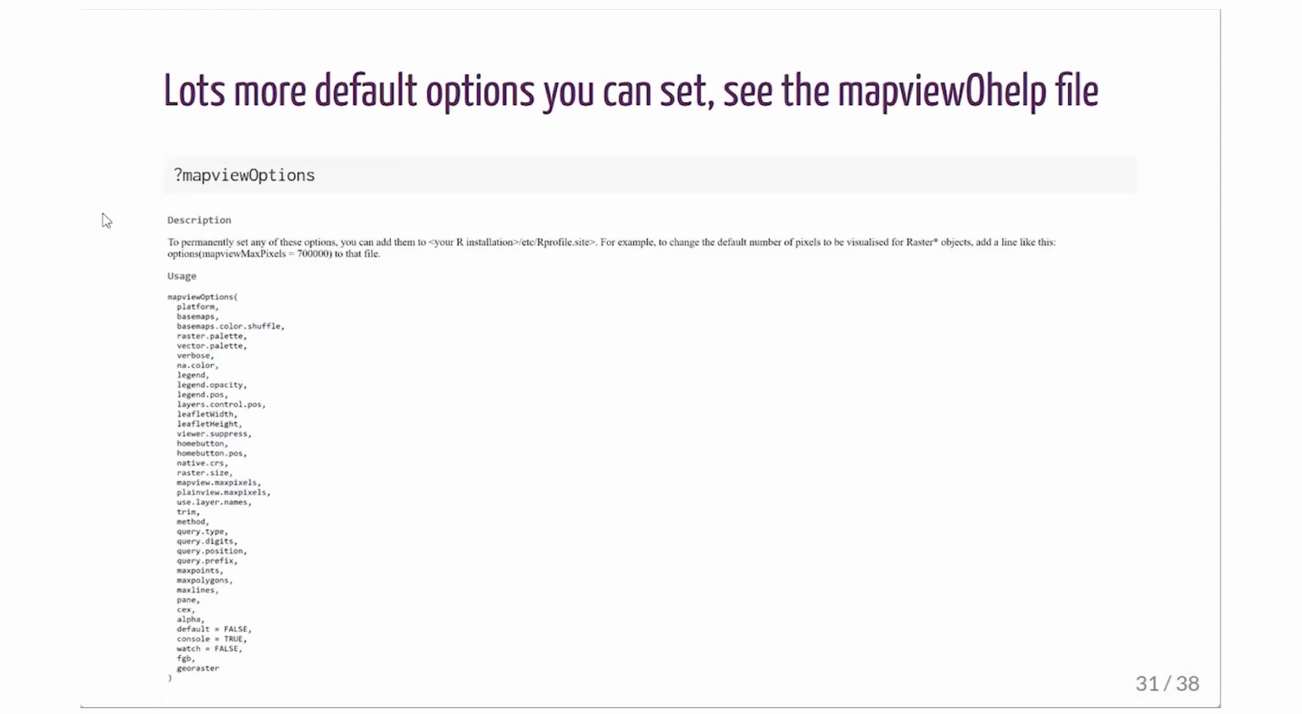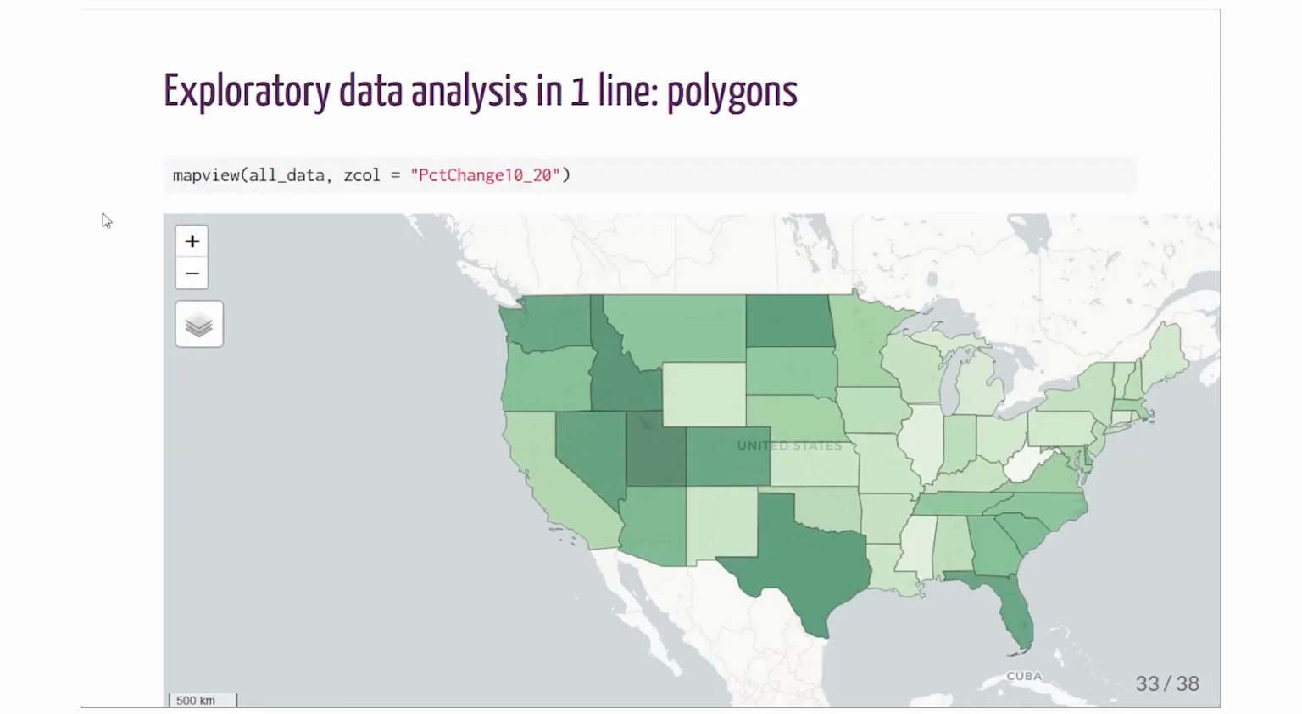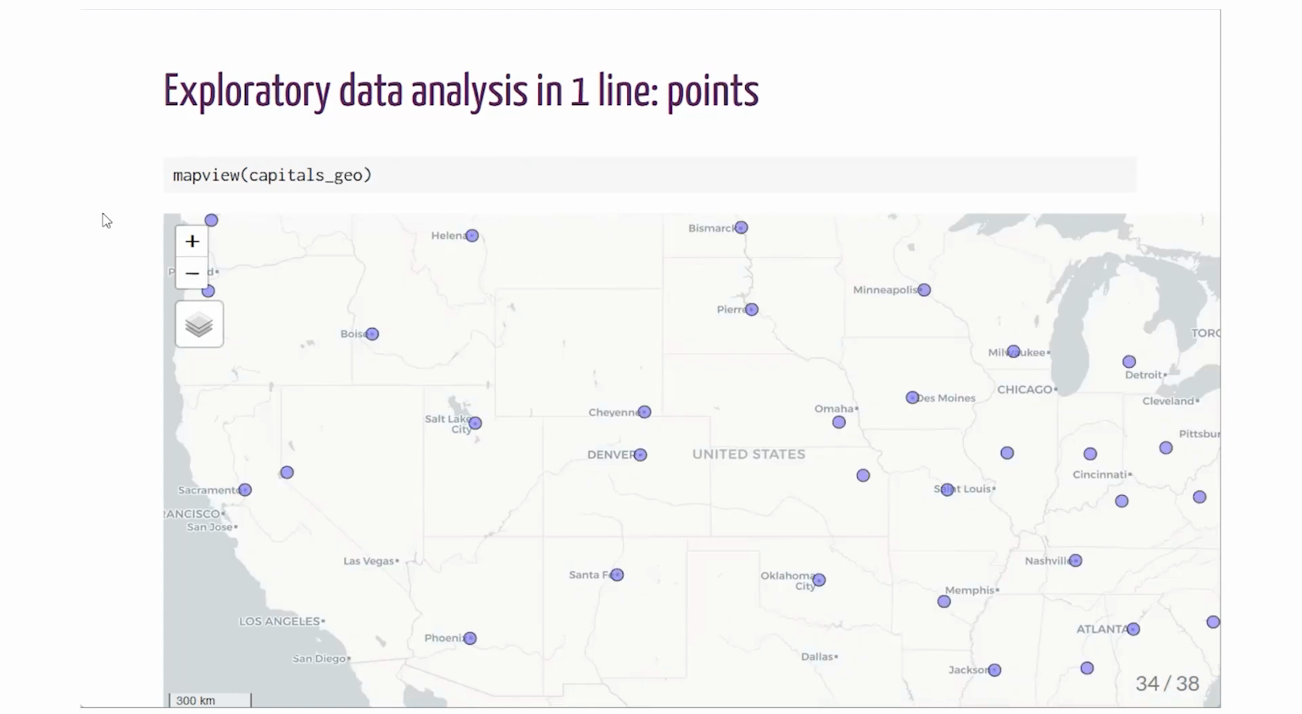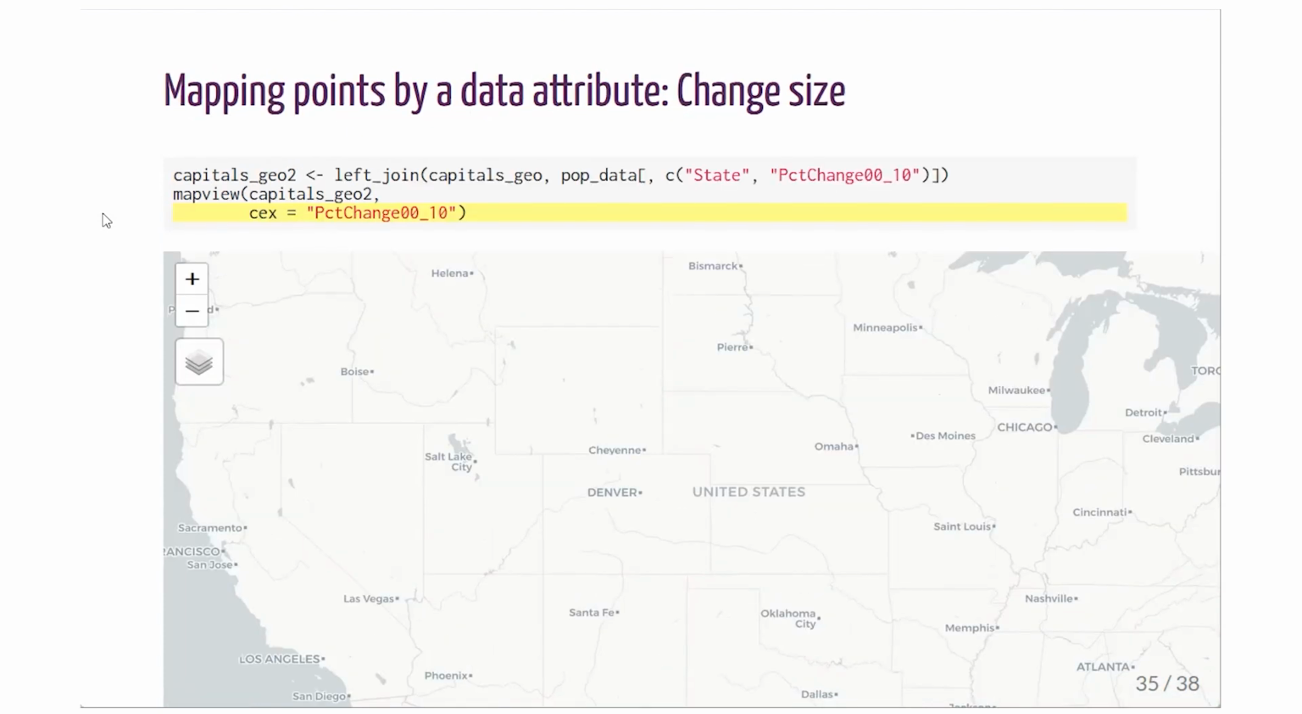There are a lot more options that you can set. Check the MapView options help file. But a reminder that most of what I just covered is nice to know, not need to use. I don't want to leave you thinking this is a complicated package. Remember, you can do your exploratory analysis of geographic data with a single short line of code for polygons, for points, including visualizing points by their attributes, such as changing their size based on your data.